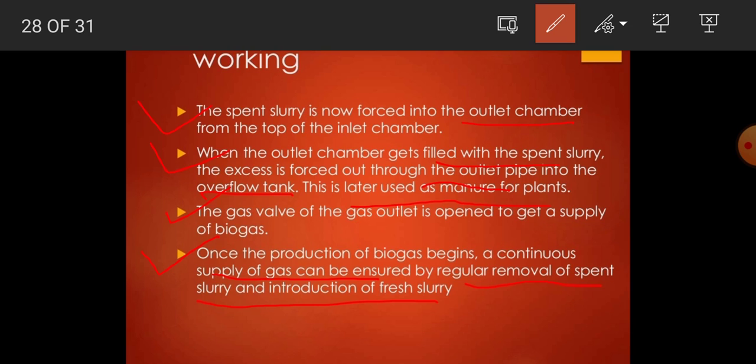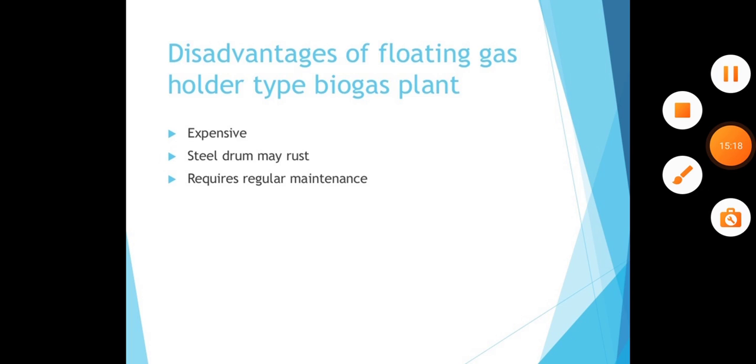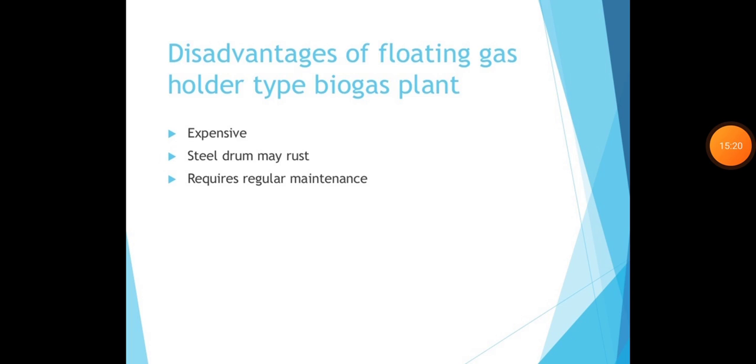So, by introducing this new slurry and by removal of spent slurry, the continuous production of the biogas can be obtained. Now we will see what are the disadvantages of this floating gas holder type biogas plant. So first disadvantage is that it is expensive. This biogas plant is a little bit expensive than fixed type biogas plant.